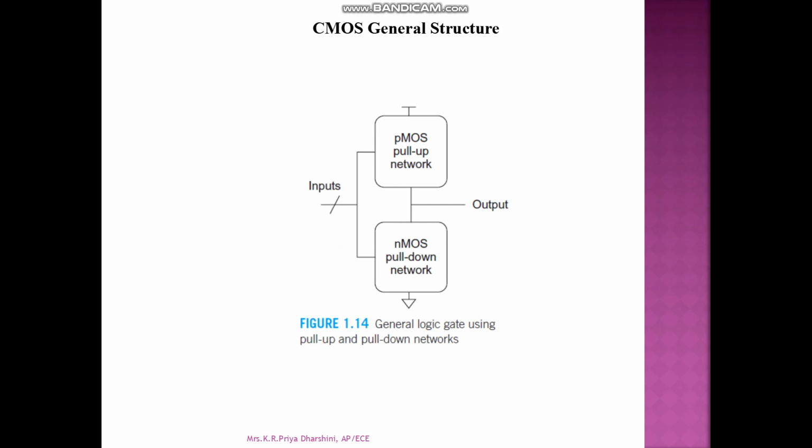So this is the general structure of your CMOS structure. The top network consists of the PMOS, which is called the pull-up network, and the bottom network consists of the NMOS, which is called the pull-down network. The pull-up network and pull-down network are connected together for one input. The output is also taken from the same point. This is a general logic gate using the pull-up and pull-down networks.